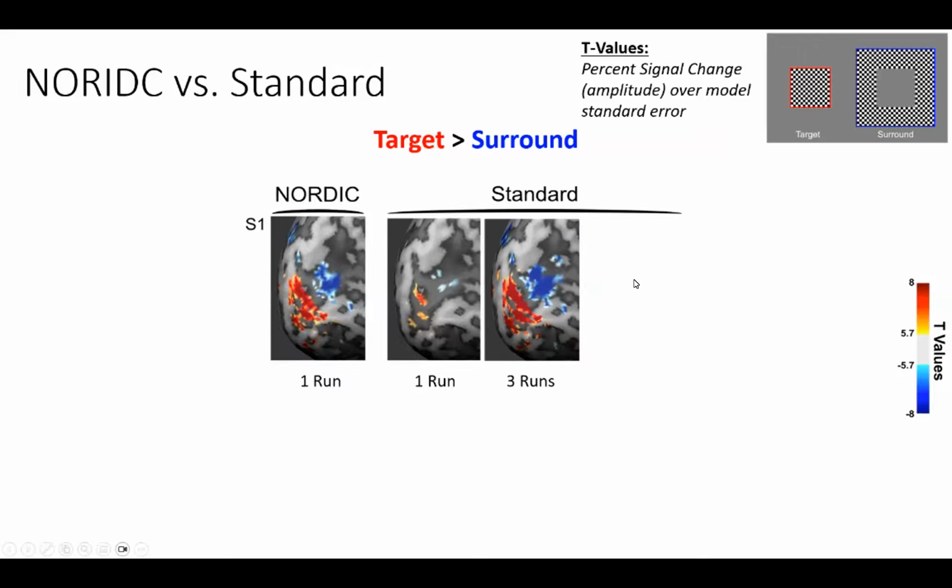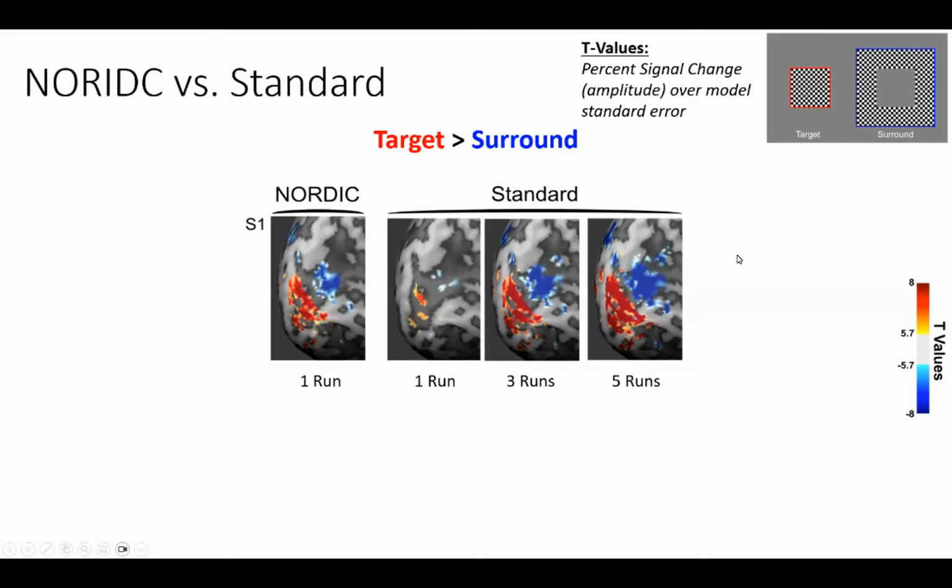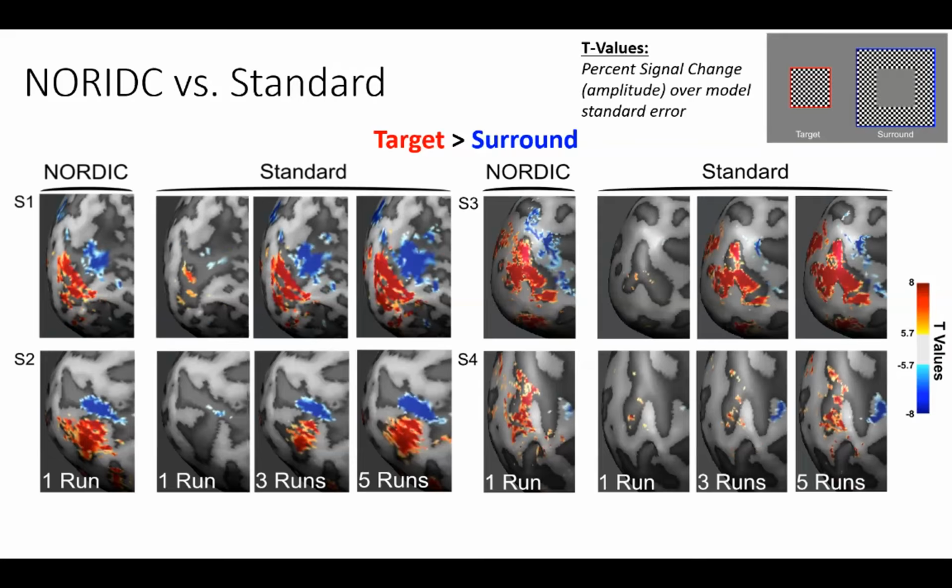And then we computed the same type of target with a number of concatenated runs. In this case, I'm showing you 3 and 5, and then repeated this across our 4 subjects. And we see that the extent and quality of activation achievable with a single Nordic run is significantly superior to that achievable with a single standard run. And in this case, we actually needed 3 to 5 concatenated runs to achieve comparable functional map qualities.